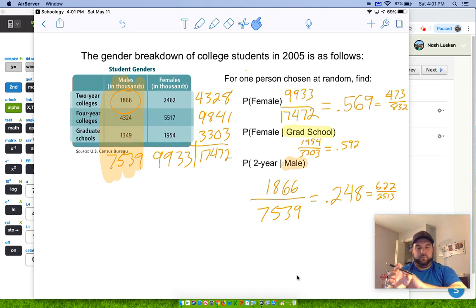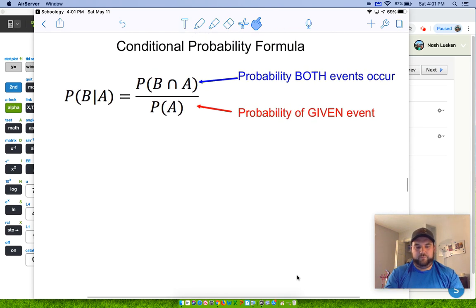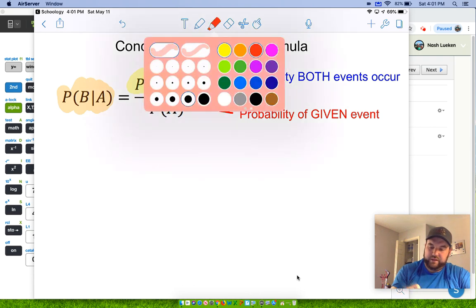So again, just more practice with the given probabilities. This is a formula out of the book. I'll be honest, I'm not a huge fan of it. Most of the time you can think your way through this stuff instead. But if you wanted to calculate the probability of a given event, you take the probability that both events occur, so the probability of B and A, and then you divide by the probability of the given event.